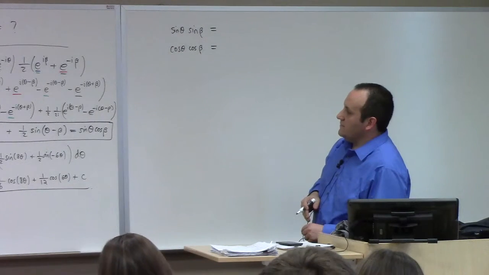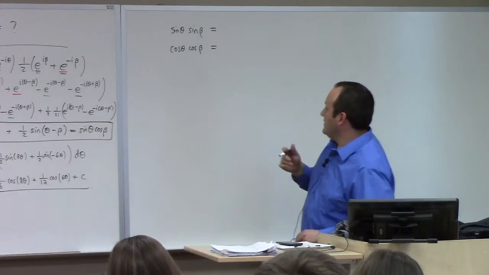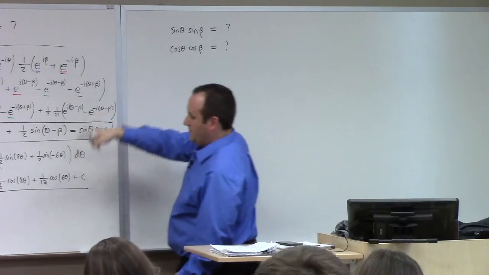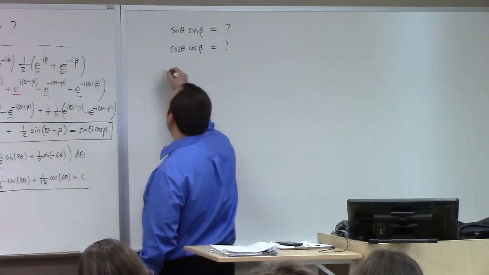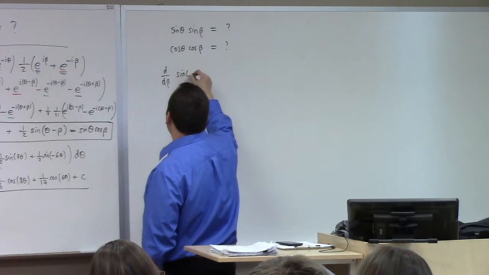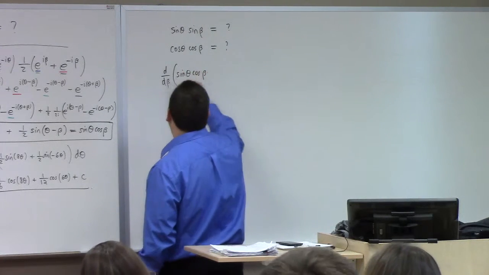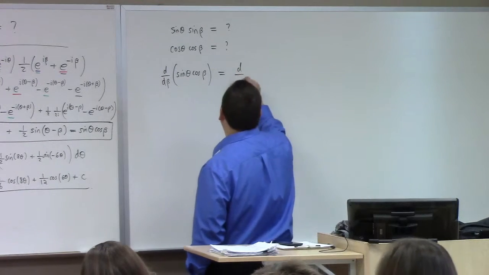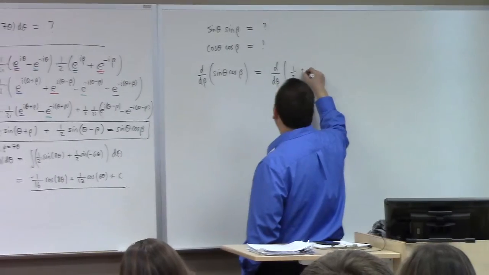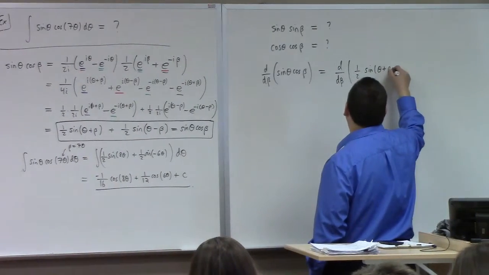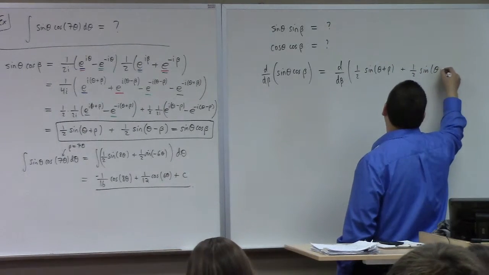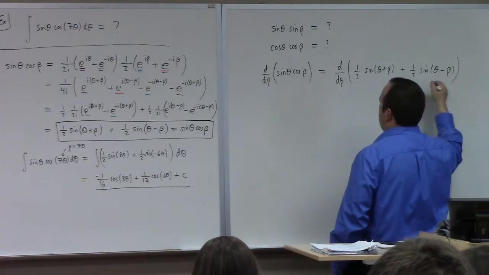Let's see here. I'm going to be a little bit lazier. I think I can get something from this one, right? If I look at d/dβ of sin θ cos β, what do I get? That's the same as the derivative with respect to β of 1/2 sin(θ+β) plus 1/2 sin(θ−β), by what we just worked out. But you can differentiate, right?